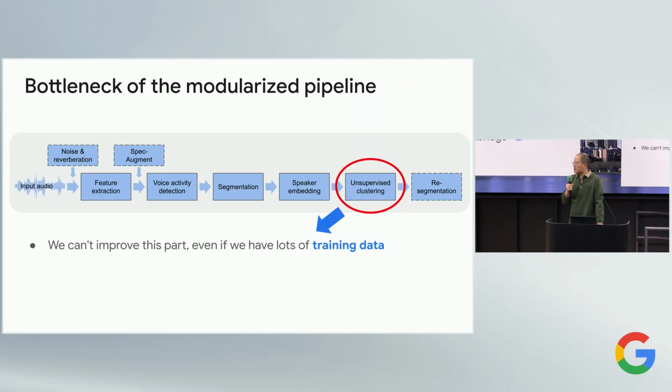If you look at the standard modularized pipeline of speaker diarization, we try to ask ourselves this question: what is the bottleneck in this system? We found that there are many components in this pipeline, but there's one particular module that we cannot improve, even if you have lots of training data. That is the unsupervised clustering.